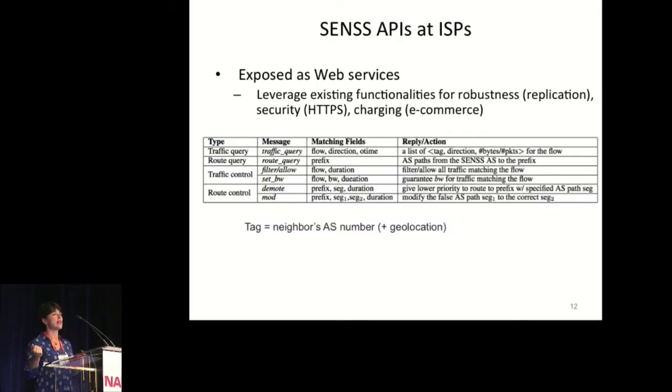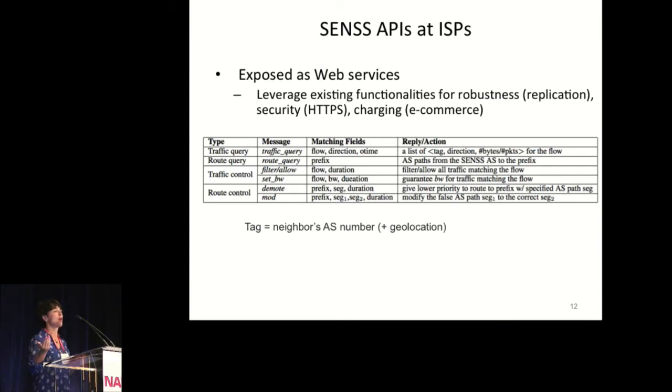So these are the SENSS APIs at ISPs. I won't go through each of them, except to point out that you can ask about your traffic or routes. If you ask about traffic, what you get back from the ISP is the distribution of traffic over the neighbors of that ISP. You can tell which neighbor sends which traffic, what volume of traffic to your prefixes using this ISP. So you can identify AS-to-AS links and the volume of traffic they carry to you. In the route query, you ask about the best route and you get the response. When controlling traffic, you can ask for traffic to be filtered or allowed.